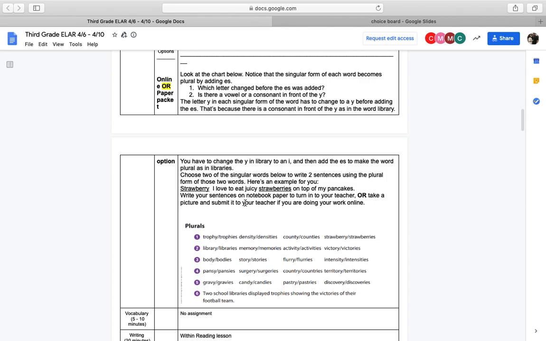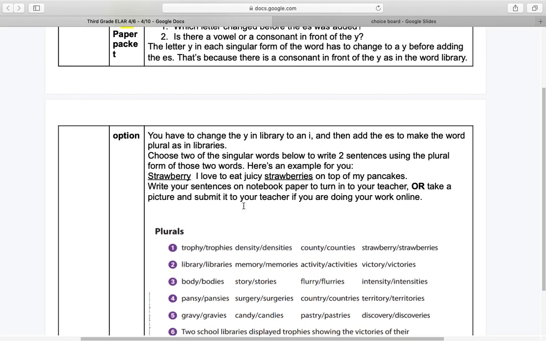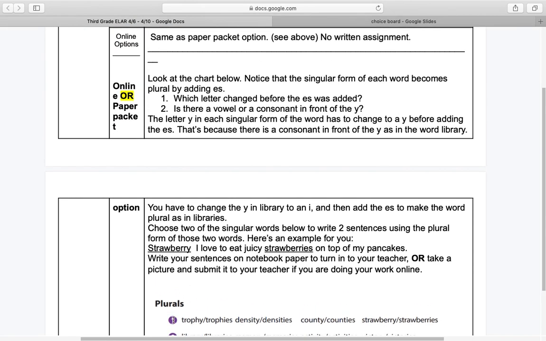So let's look at row one right here, okay? These are the rules. Which letter changed before the ES? Right here, trophy is singular. It means that there's just one trophy. Trophies is plural. That means that there are more than one trophies.